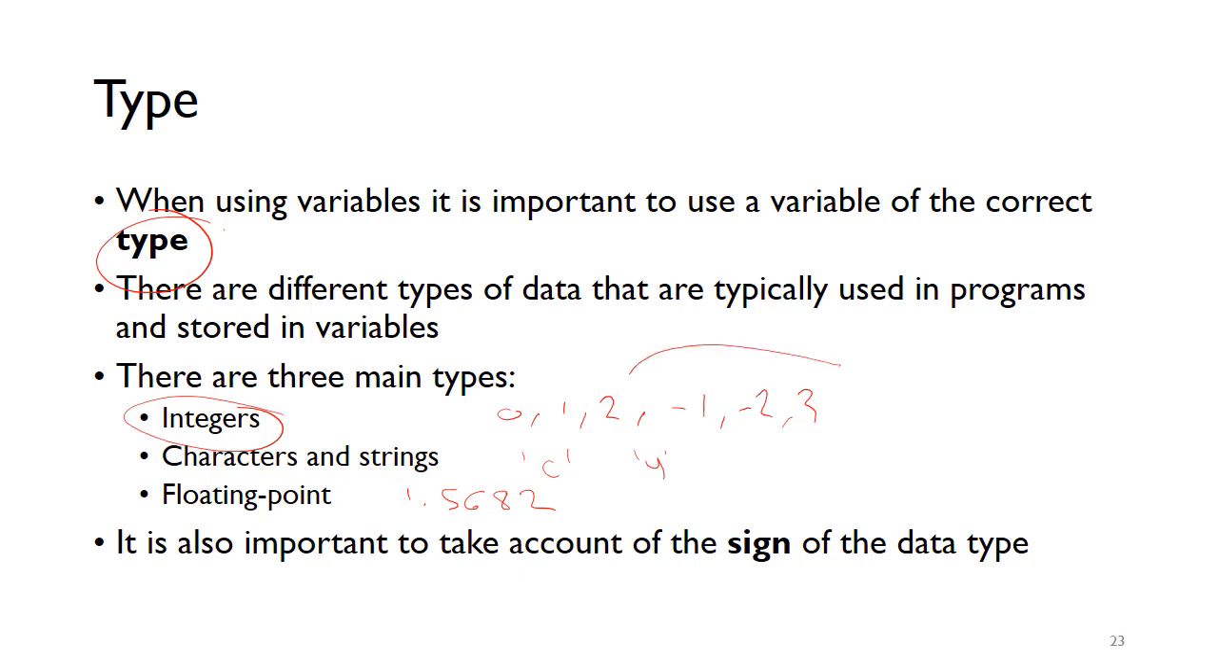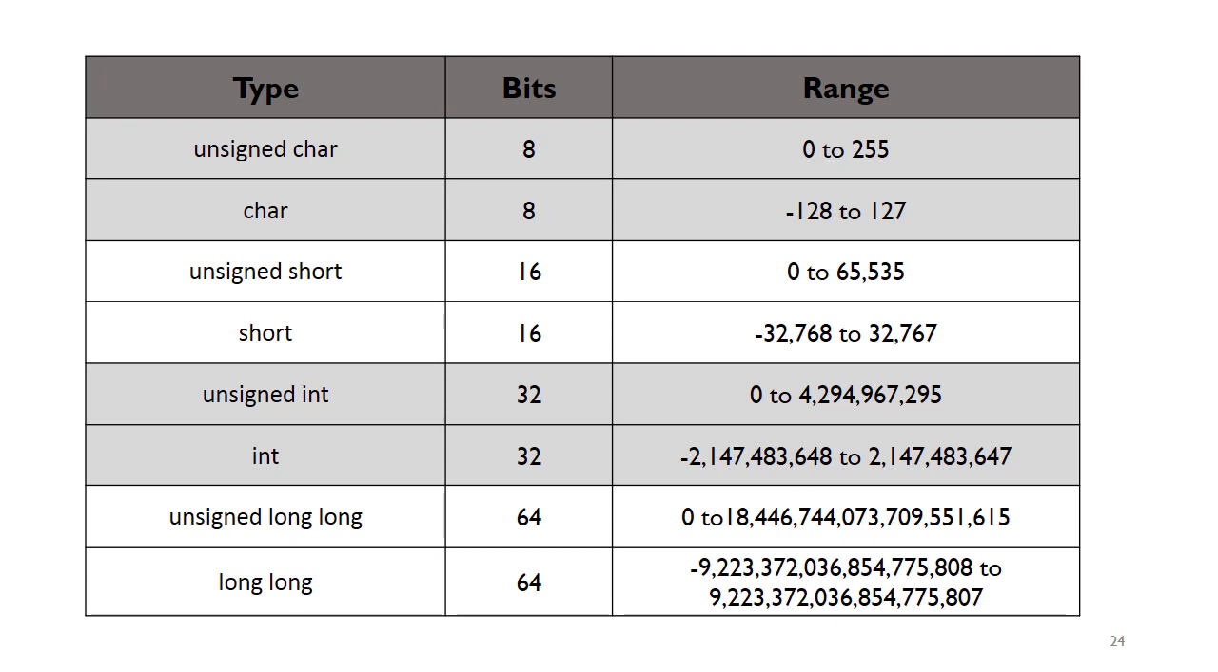As I've pointed out in this part here, it is important to take account of the sign of the data type, mostly for integers. So you can see these are all the different types we've got available to us. We've got what we call a char. A char is a character, 8 bits. So each one of these is 1 byte, and we know with 8 bits we can store 0 to 255. This is unsigned. So we have to specify the sign.